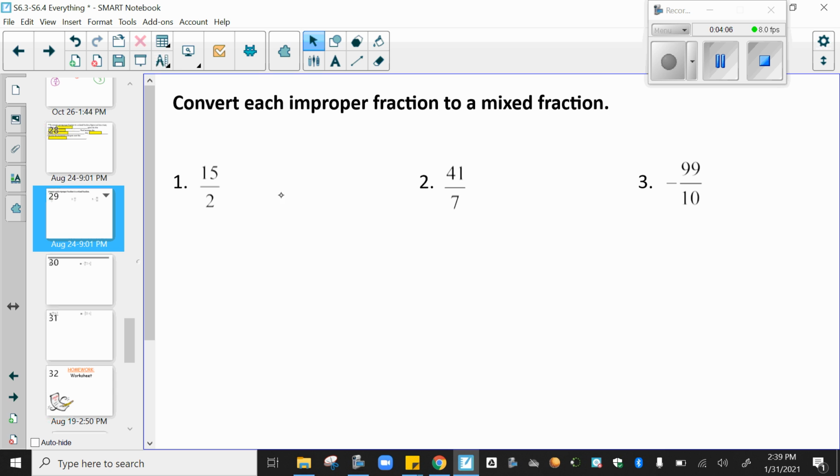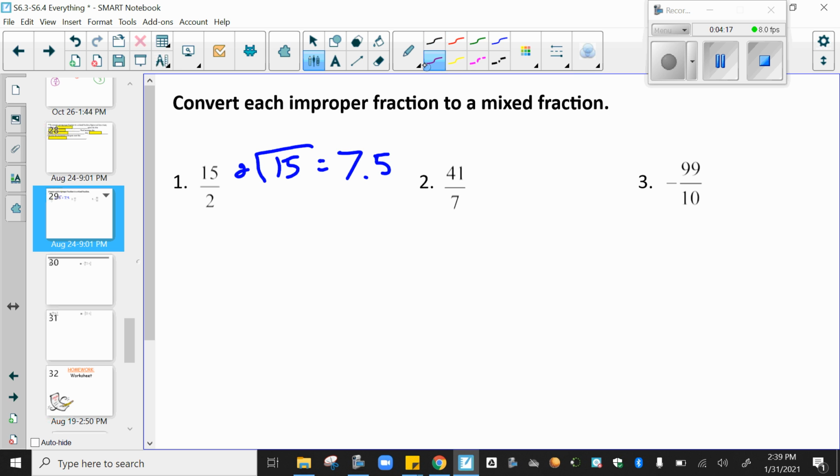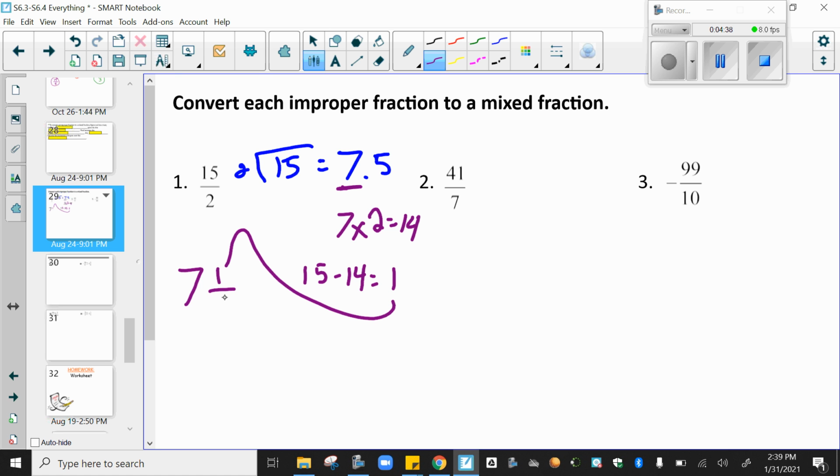So, we can do this a couple different ways. One way that you can do it is you can divide. We can say 15 divided by 2. If you do this in your calculator, you get 7.5. This whole number becomes your big number, 7. Then what you're going to do is take that number, do 7 times the bottom number, 2, makes 14, and then you're going to subtract 15 minus 14. That's our new numerator. So 7 and 1, and then the old bottom number stays the bottom number, 7 and 1/2.